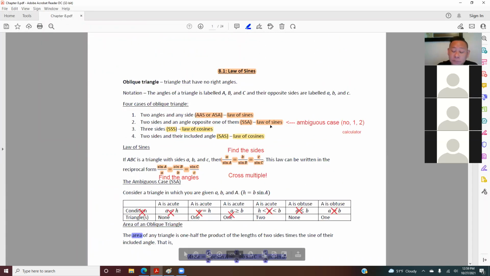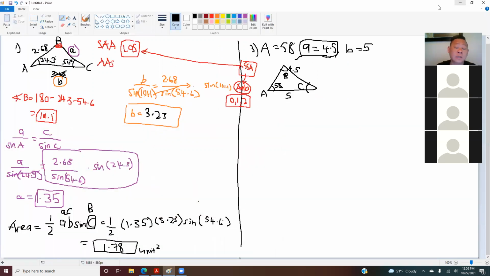So SSA, this is what we have. Law of sine is called the ambiguous case. What ambiguous case means is that you can have up to 2 triangles in this case. So if you only found one triangle, you might be right, or it might be wrong. Okay, so I'll show you how to do this.